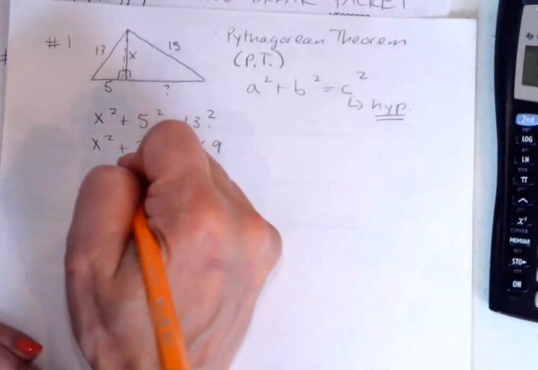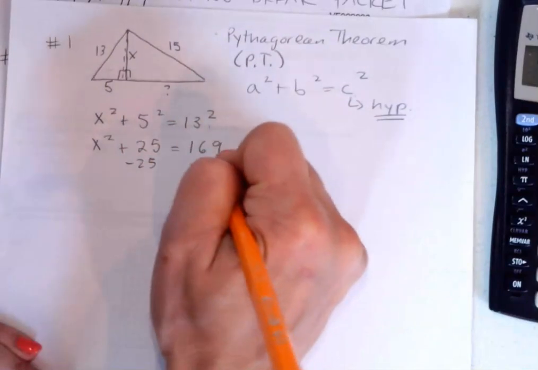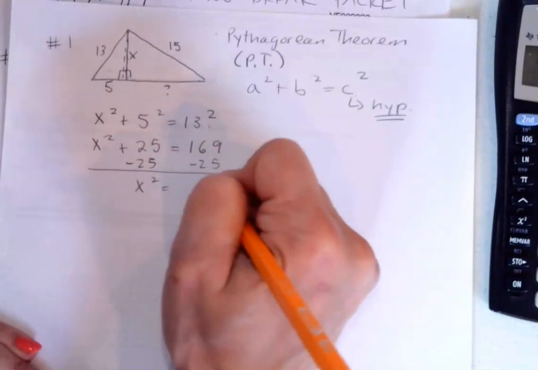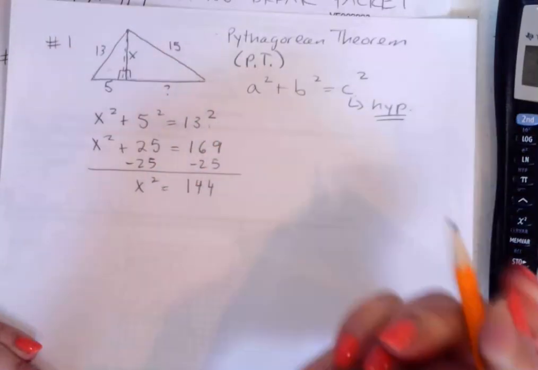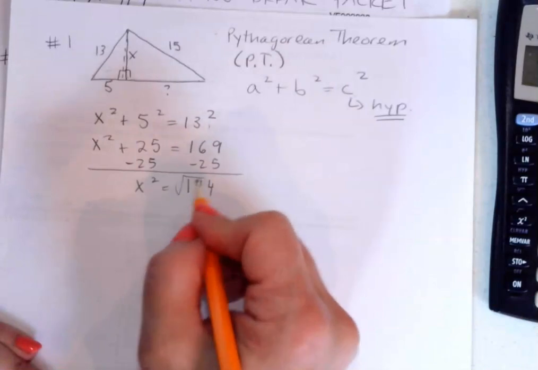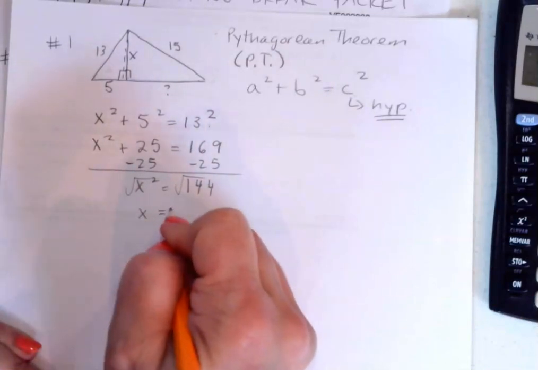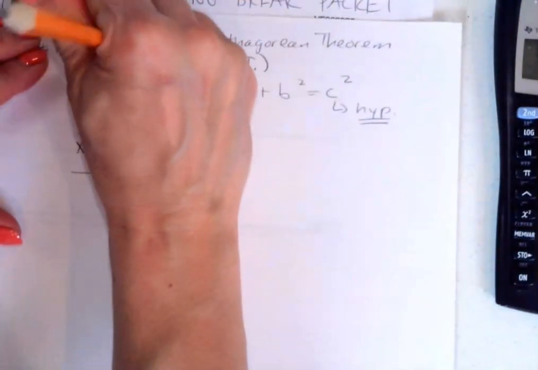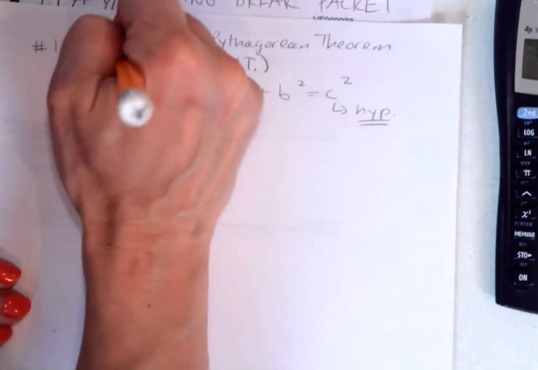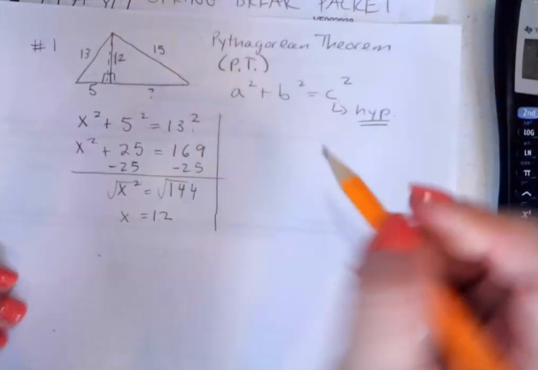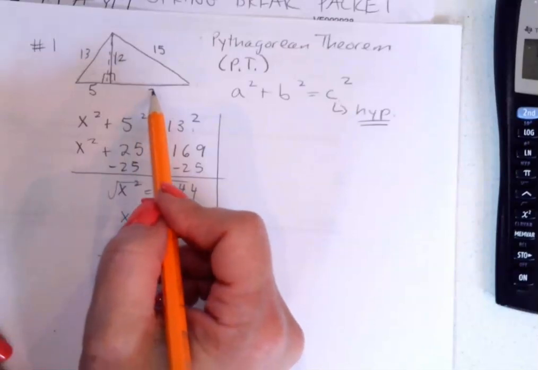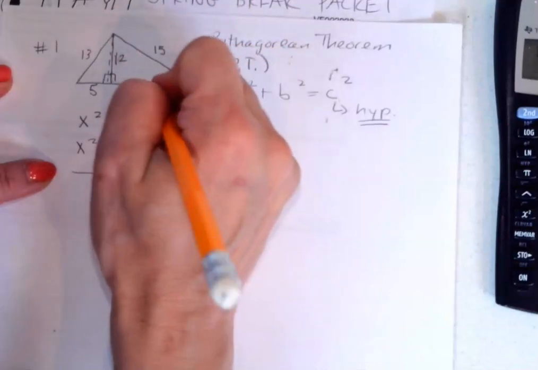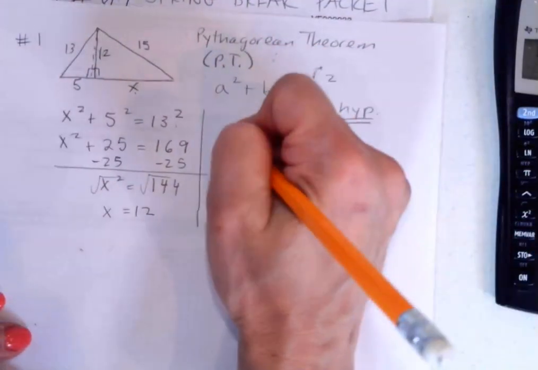All right, now we're going to need to subtract 25 from both sides to solve. And then here we're going to need to take the square root, and we get 12. Okay, so now we know, I'm going to just replace this with a 12. We know this is 12. And now we're going to need to repeat the process. This is our new x. So I'm going to do it one more time.